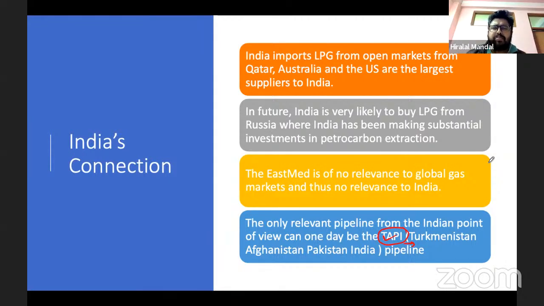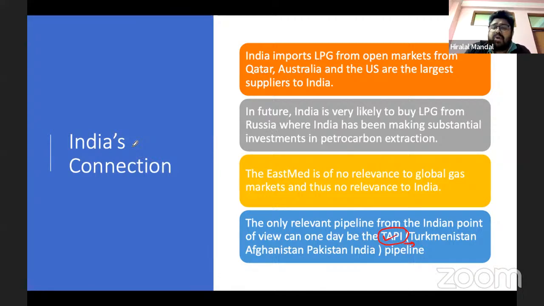We need to find more suppliers, and here the role of Russia comes in, and the role of the Central Asian countries also comes in. But the problem is there is a lot of instability in Afghanistan and Pakistan. As a result, we are not able to play an active role when it comes to the gas pipeline project.